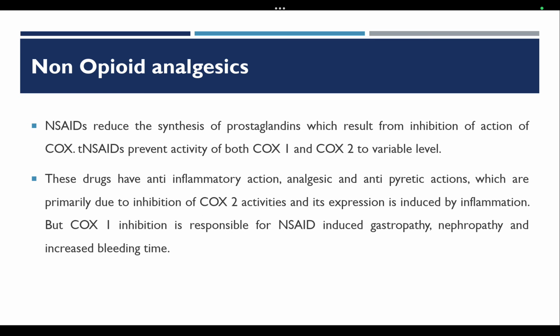Okay, let's move to the non-opioid analgesics, the NSAIDs. We said that there are selective and non-selective. Both of them have anti-inflammatory, analgesic, and antipyretic actions. So here I can get more benefit from one drug. They are commonly used after dental procedures to prevent inflammation and to reduce pain.